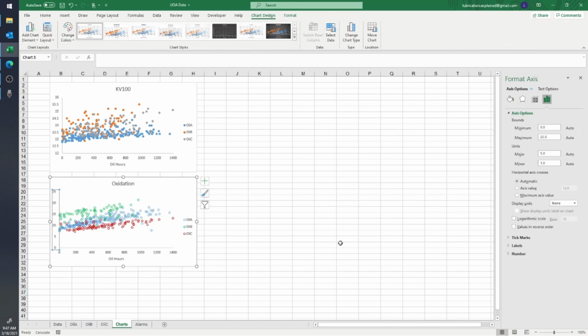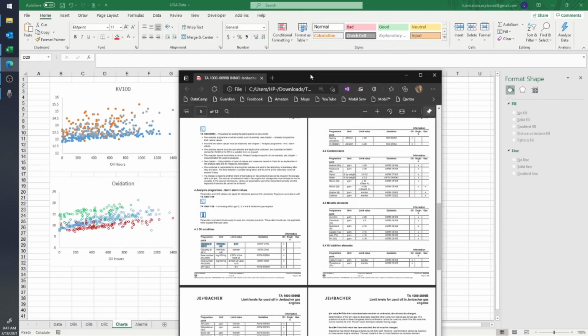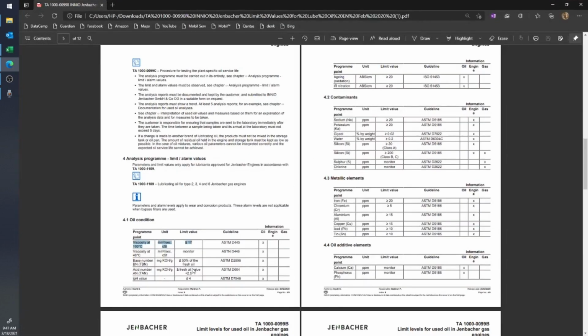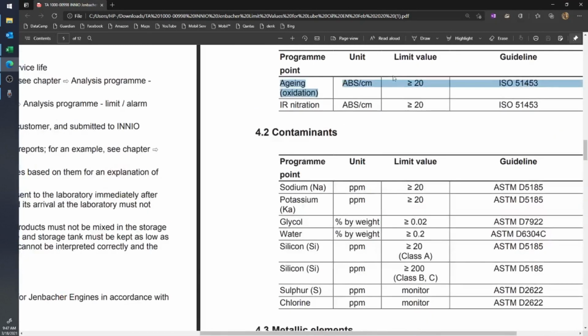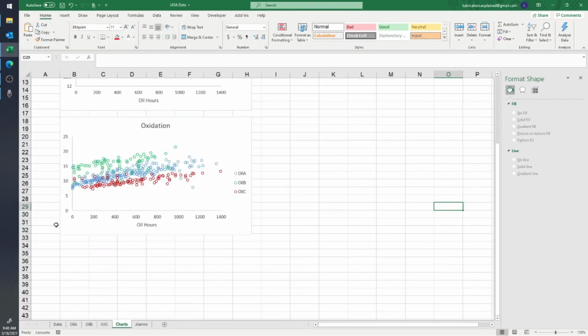So this is oxidation. Now this is a really interesting one. The recommendation for the Jenbacher limits is, you can see up here, I'll scroll in a little bit more, that oxidation can go up to 20. So 20 is the limit. However, if we look at these oxidation curves, one thing that's striking is that new oil does not start at 0 oxidation. Why could that be?